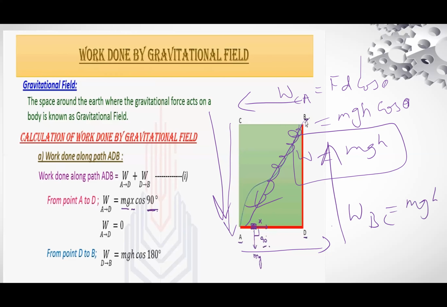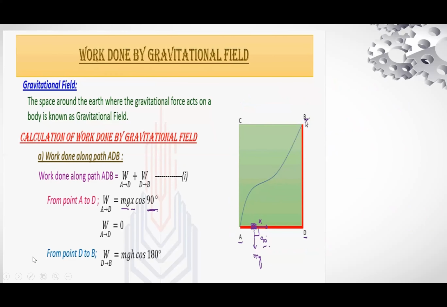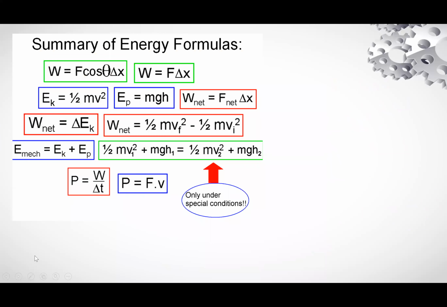So this verifies that in a gravitational field, work done is independent of the path followed. Whatever path you take, the work done will be the same, and the round-trip work will be 0 in a conservative field. Now, these are the formulas which were given in the beginning.